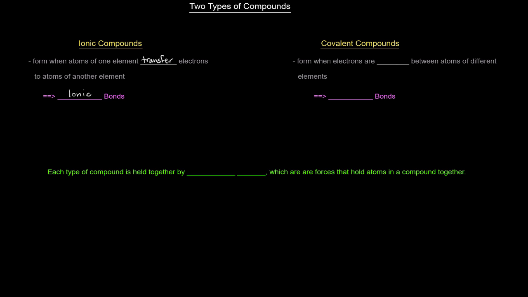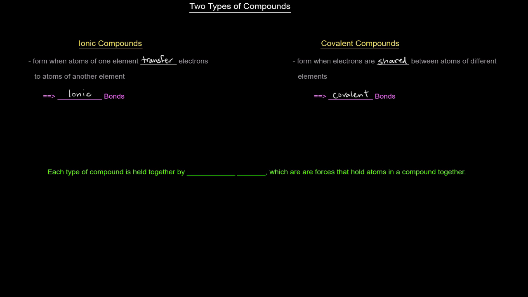Covalent compounds form when electrons are shared between atoms of different elements, forming covalent bonds. So if I think about it like a tug of war, with ionic compounds, it's very clear who wins the tug of war. One element entirely takes electrons from another. Or you could think about it as one element's atom gives its electrons entirely to another. So you can imagine this being like a tug of war between 2 people pulling on a rope, and one just totally yanks the rope from the other.